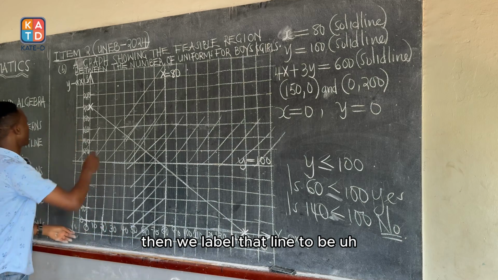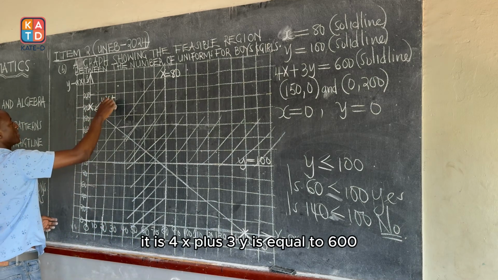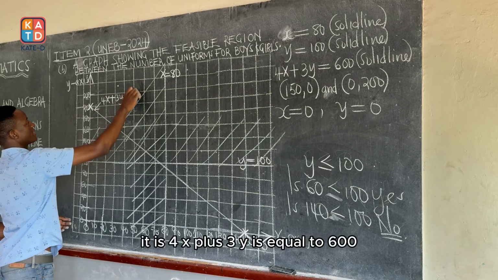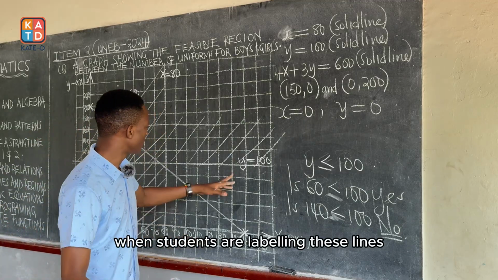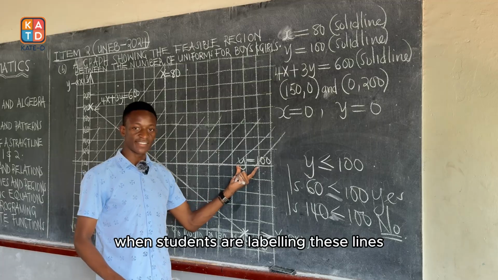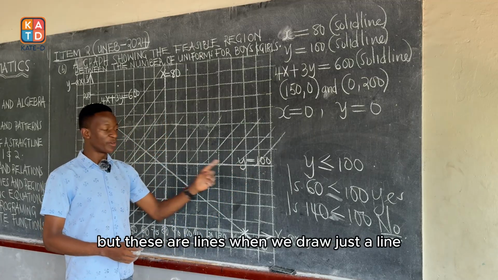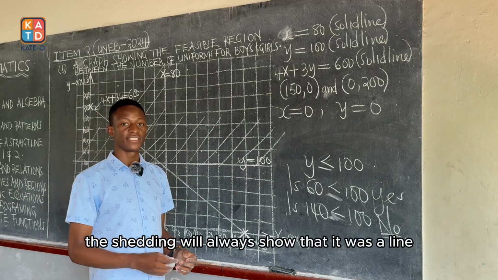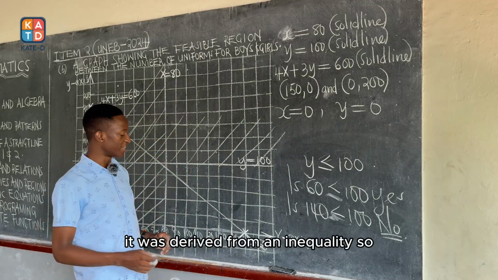Then we label that line: it is 4x plus 3y is equal to 600. There is a common mistake that is always made when students are labeling these lines. They normally want to put inequalities, but these are lines. When we draw just a line, the shading will already show that it is a line, but at the same time an inequality. It was derived from an inequality.